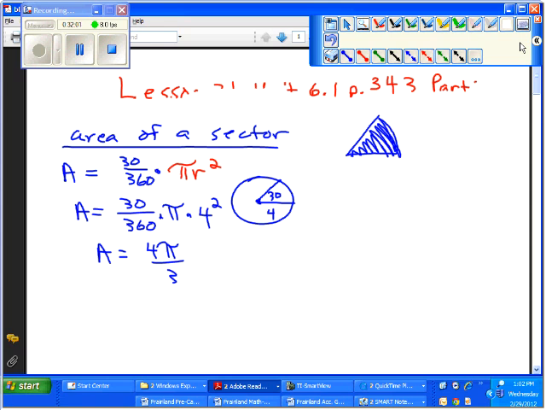So we would get area equals 30 over 360 times pi times my radius of 4 squared. 30 over 360 is going to give me a 12 on the bottom. 4 squared is 16, so you're going to have 16 over 12. 4 goes into 16 4 times, 4 goes into 12 3 times. 4 pi over 3 simplified.